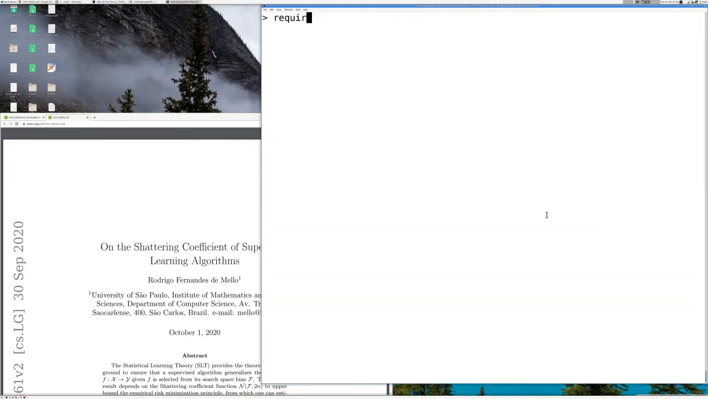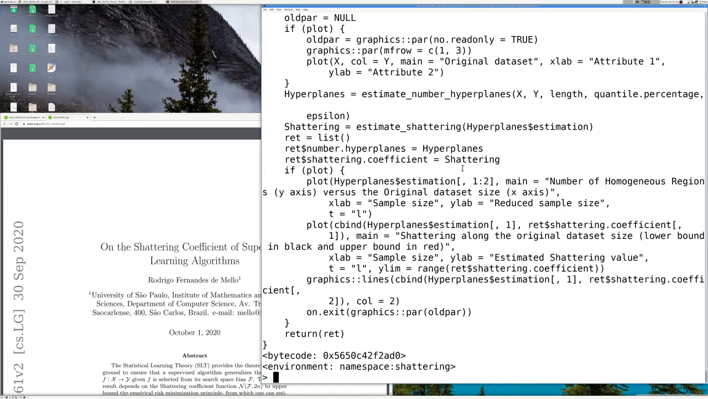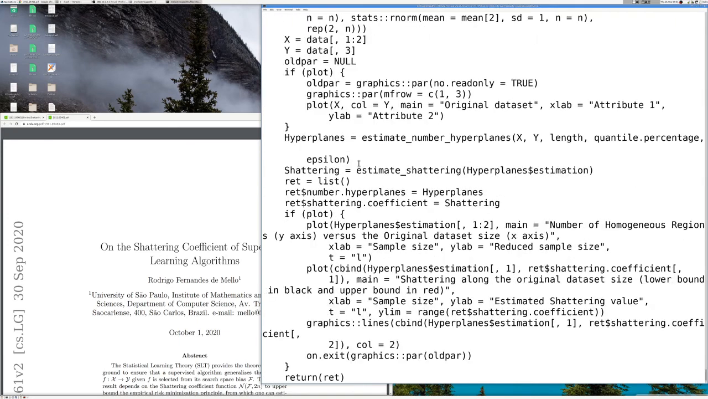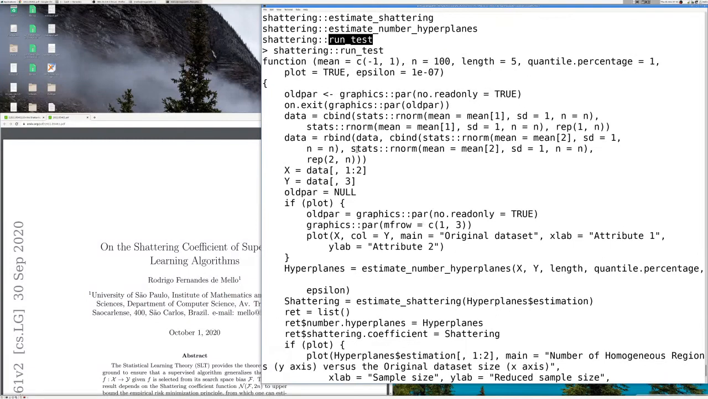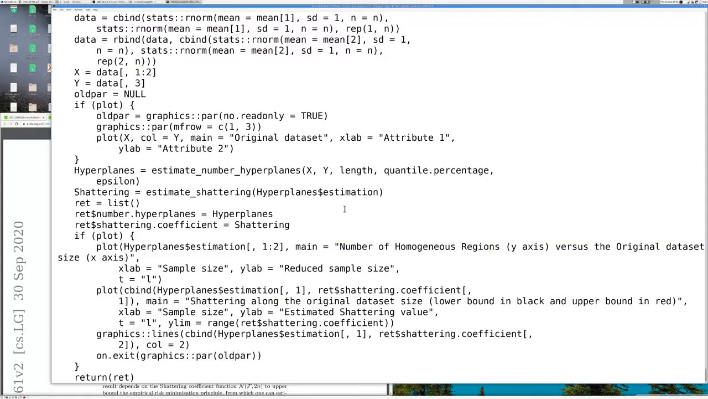I can just load it like this. Okay. So I'm going to load my package. I want to show you guys that we've got some functions here. I'm going to go to the easiest function for now, which is run test. This function is quite interesting. I'm going to do something like this. Yeah, I think this is better.